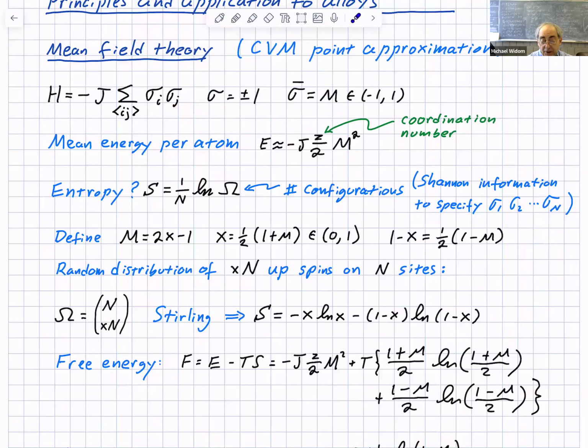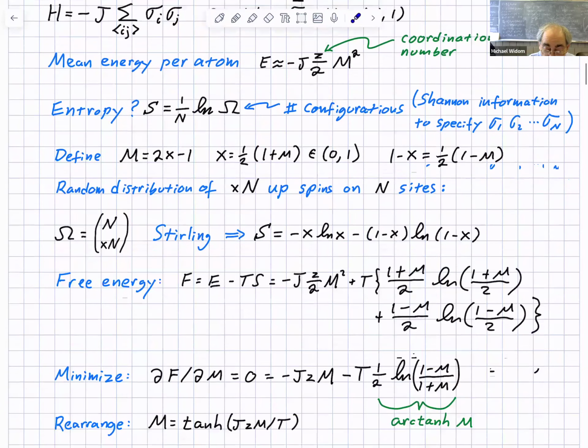Of course, we would like to rewrite it in terms of our mean field variable m. And so we then substitute x is a half of 1 plus m, 1 minus x is a half of 1 minus m, and we end up with this expression for the entropy, together with this expression we already had for the energy, and that gives us the free energy.